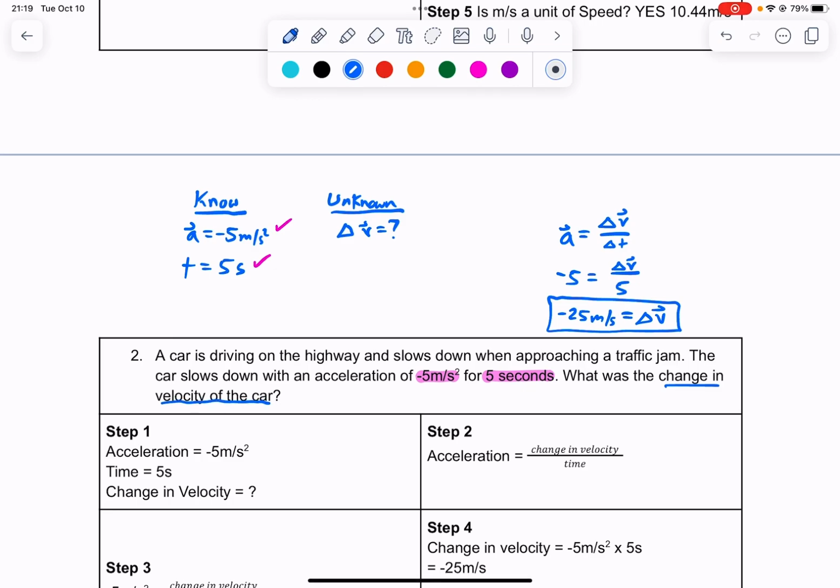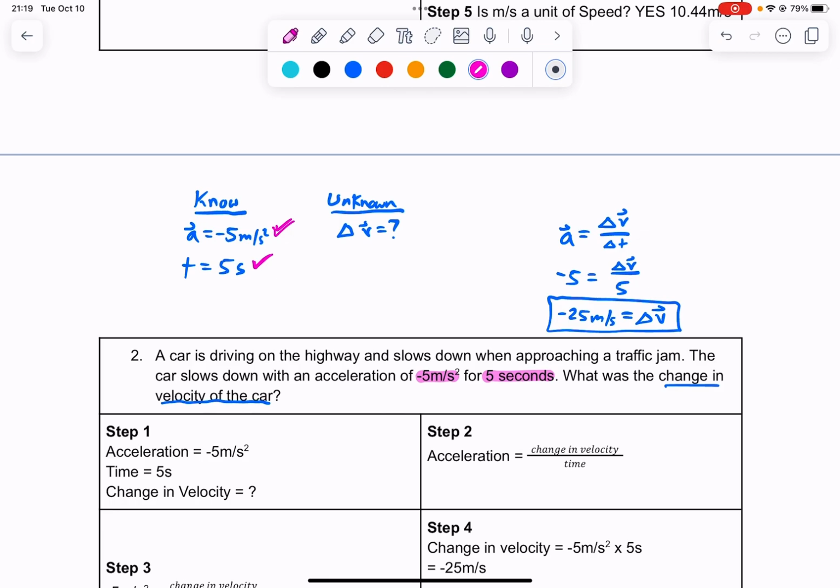This can typically be confusing for students. You're not looking for final velocity or the initial velocity, you're looking for the change in velocity. So I then go through my steps. I check to see if the SI units are correct. Acceleration and time are in the correct units. So that means that when I calculate the change in velocity, it will also be in the correct unit.